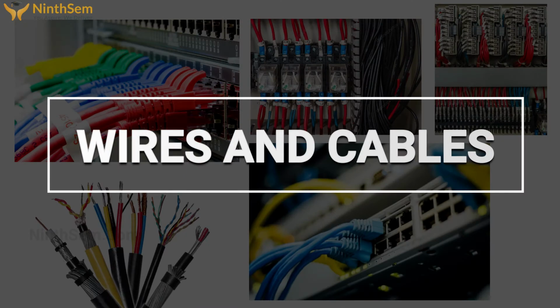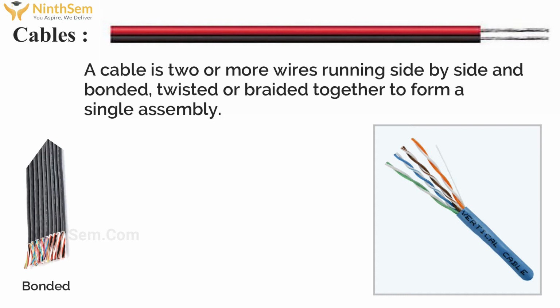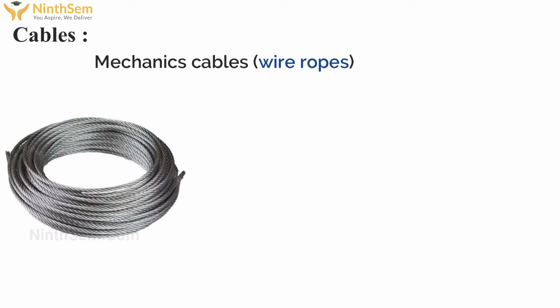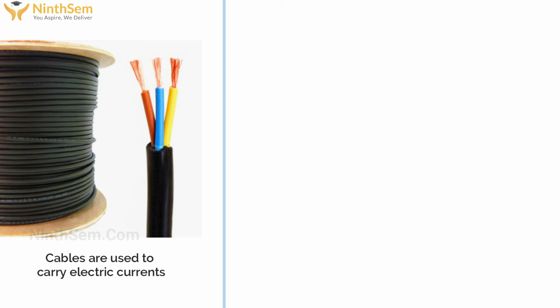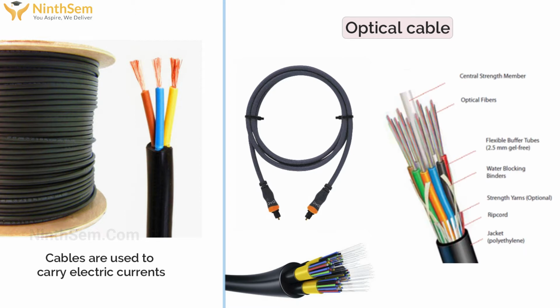Wire and cables play an important part in our surroundings. A cable is two or more wires running side by side and bonded, twisted or braided together to form a single assembly. In mechanics, cables, otherwise known as wire ropes, are used for lifting, hauling and towing or conveying force through tension. In electrical engineering, cables are used to carry electrical currents. An optical cable contains one or more optical fibers in a protective jacket that supports the fibers.